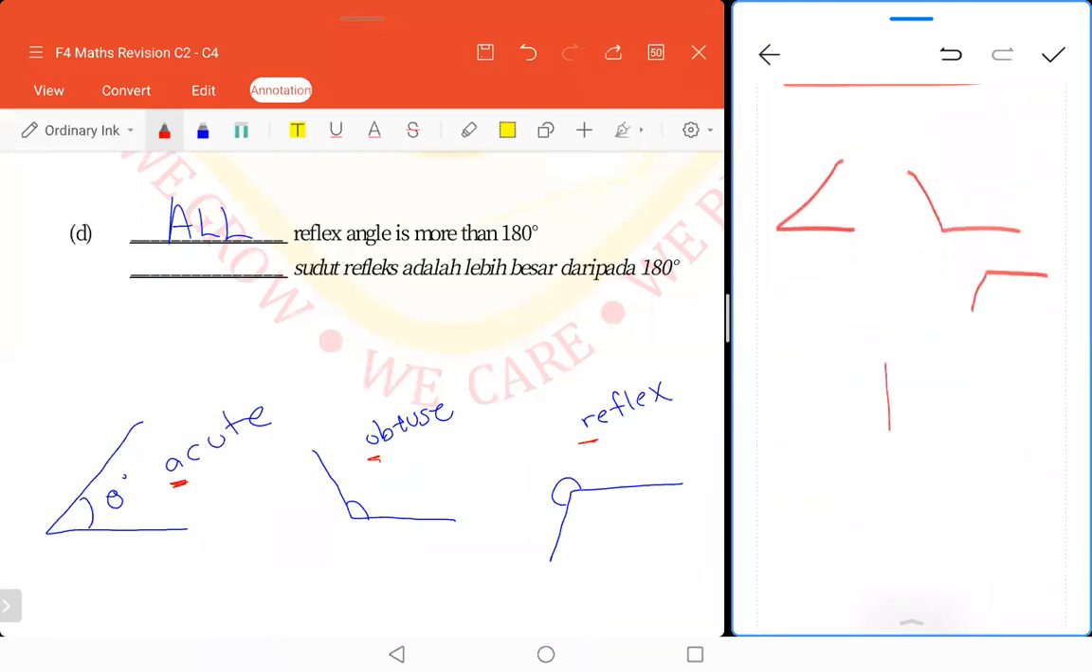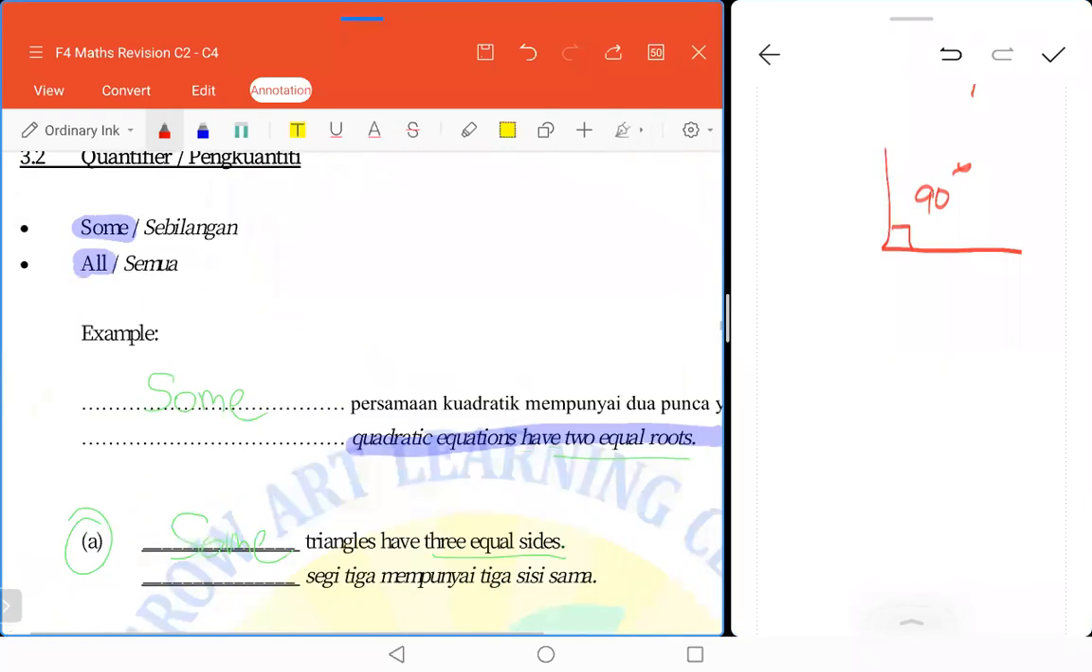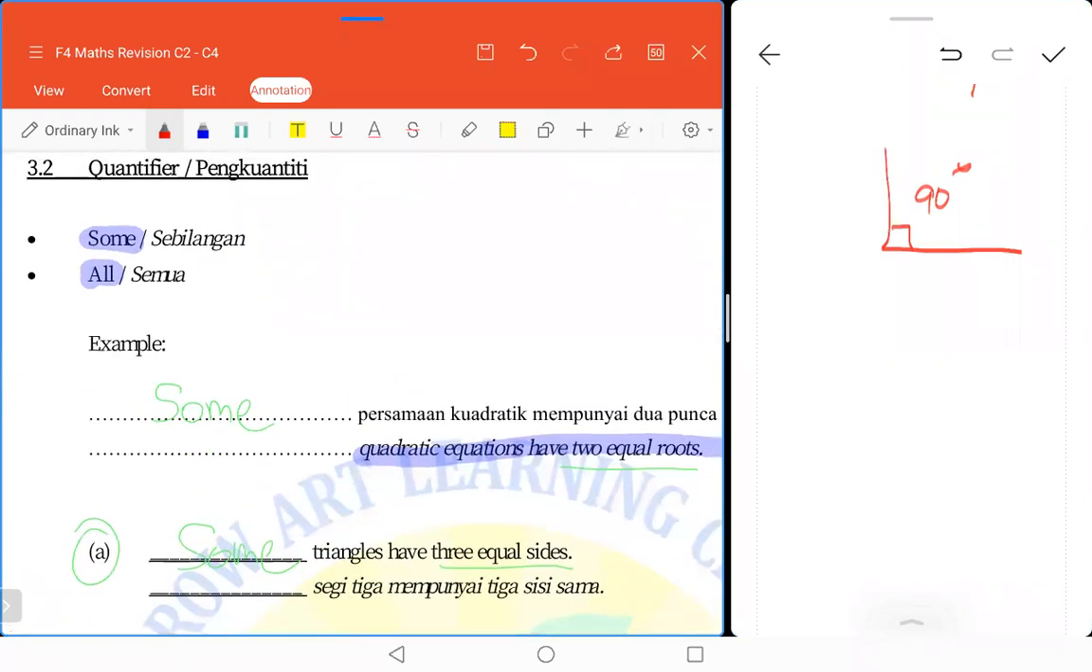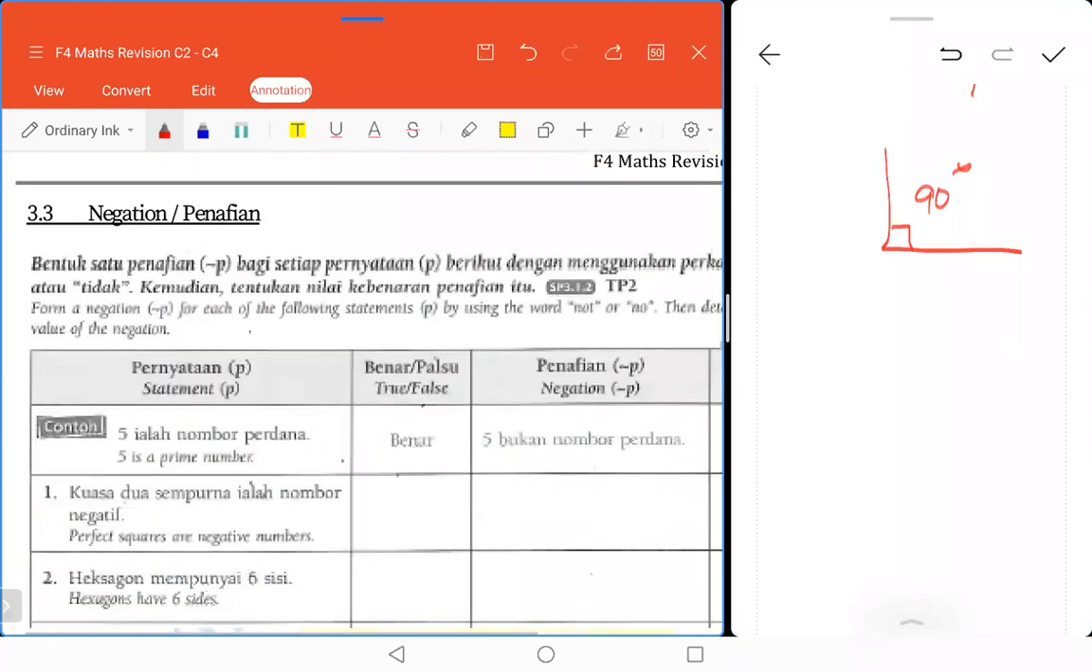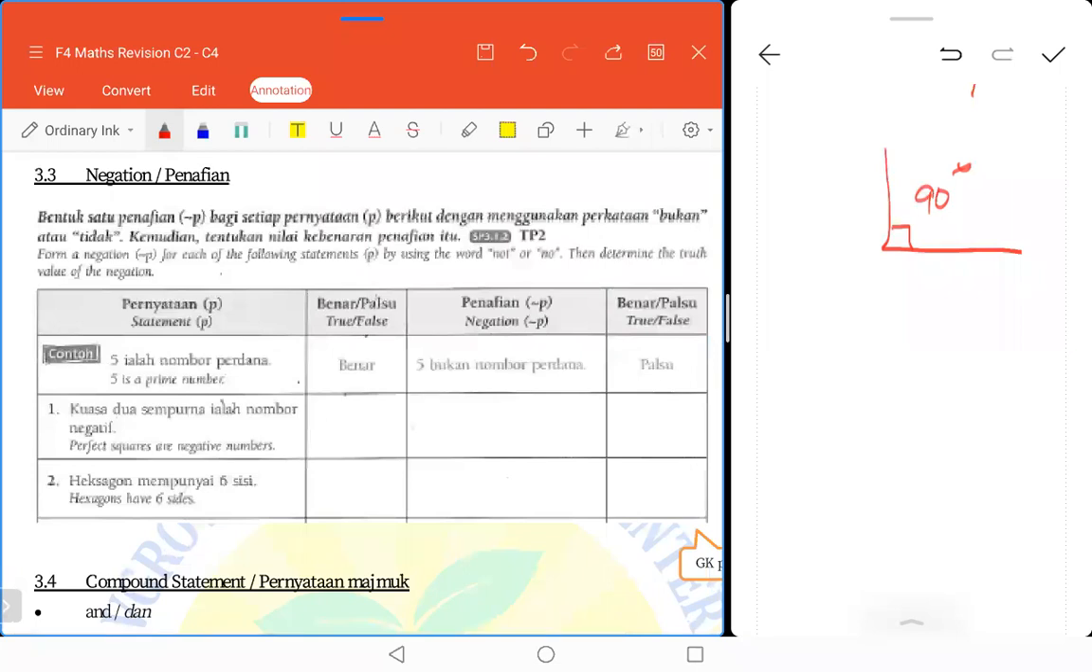If it's exactly an L shape, what is this? What is this angle called in English? This one, 90 degrees. Right angle, good. So that one is part 2. Part 2 means you have to know what is some, what is all. Part 3, negation, means no, by using the word not or no.